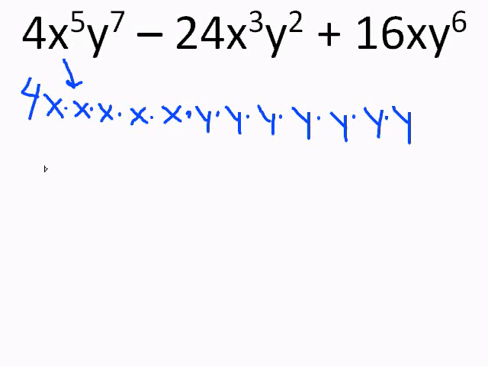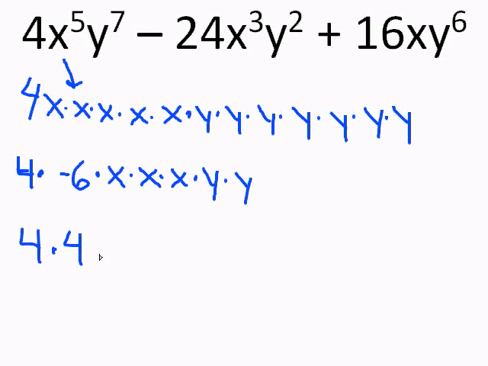Now let's look at the second term. Negative 24 x to the 3rd y squared. Negative 24 can be listed as 4, because I already had a 4 on the other one, times negative 6, x to the 3rd, x, x, x, y squared, y, y. Plus 16x y to the 6th. So 16, I know I've already got a 4 in my other two terms, so I'm going to factor that as 4 and 4. And I have 1x and 6 y's.